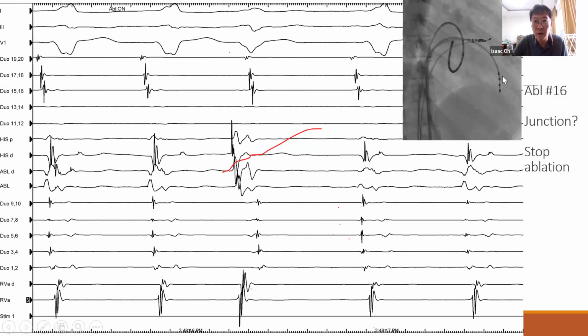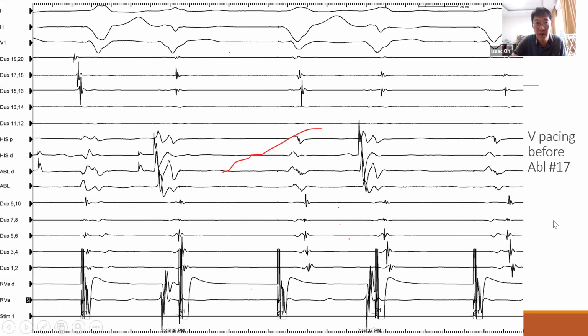However, in the 16th ablation, there was some junctional rhythm, and I was worried, so we stopped and tried to find the site again. Before ablation 17, we did V pacing and had intermittent capture. But when we looked at the captured beat, the ablation distal showed a very fragmented signal, so I thought it might be the accessory pathway potential.